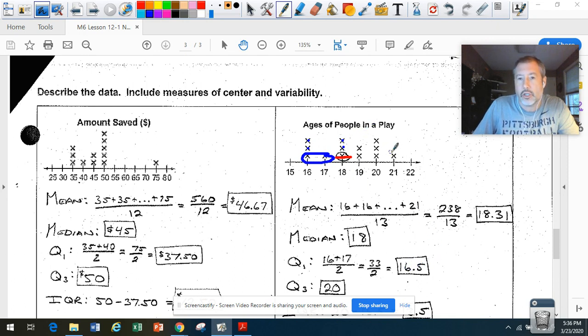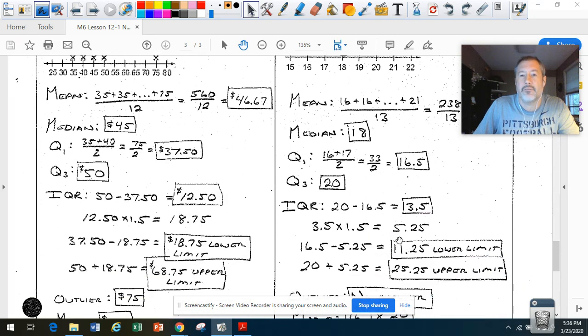So now let's look at Q3. 1, 1, 2, 2. There we go. Here is our Q3 here. It is at 20. So Q3 is 20. Let's scroll down here and see what we have here. Let's figure out what the IQR is. It's 20 minus 16.5, which gives us 3.5. Our IQR is 3.5 years.